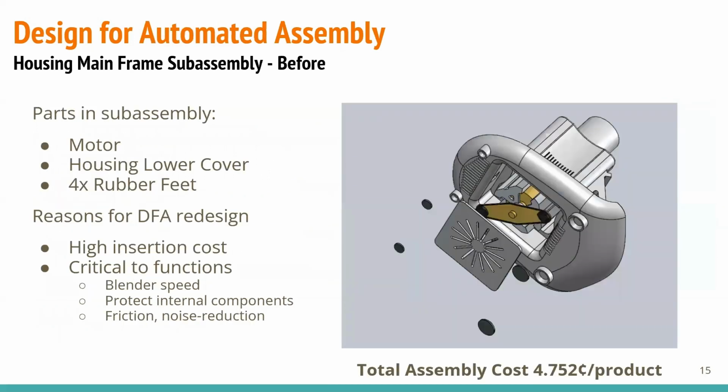For automated assembly, we chose to redesign the high insertion cost parts beneath the housing mainframe. This includes a hard-to-locate motor, a resistant-to-fit housing lower cover, and 4 snap-fit feet. These parts are critical to blender functions and therefore cannot be removed.